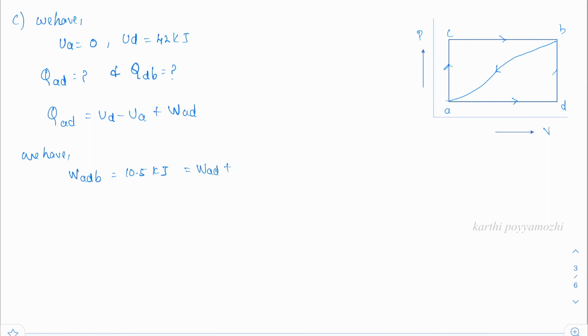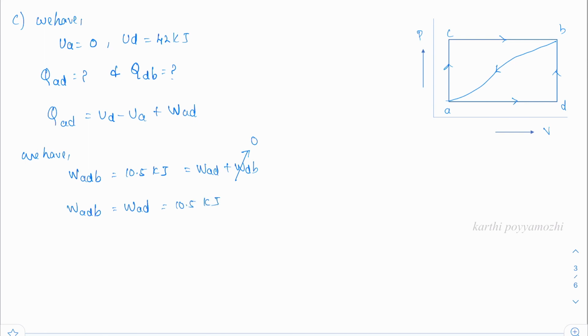While equating, WADB is equal to WAD plus WDB. This WDB will tend to 0 since this is a constant volume process, and for a constant volume process the work done, the integral of P dV, will be equal to 0. Therefore, the work done along the path DB will be equal to 0. Therefore, we can conclude WADB will be equal to WAD, which is equal to 10.5 kilojoule.